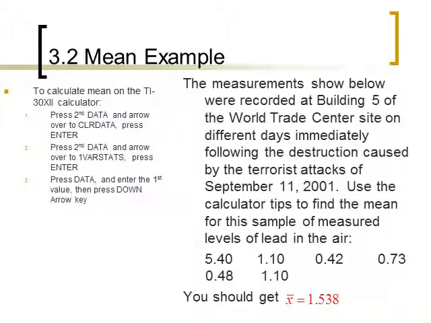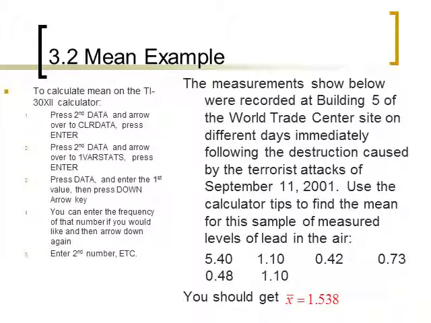Now just press Data. It says X1. Enter the value 5.40 and then press the down arrow key twice. You can enter the frequency of that number, which the default is 1, or just down arrow until you get to X2. At X2, type 1.10. Press down twice. At X3, press 0.42.